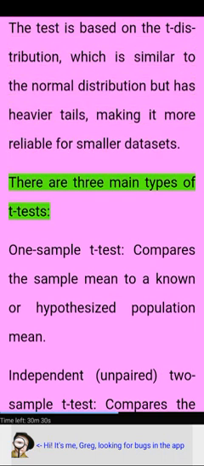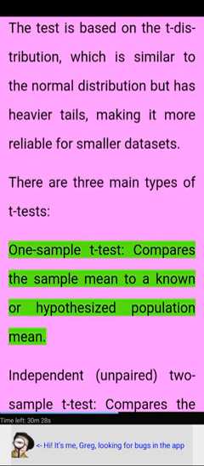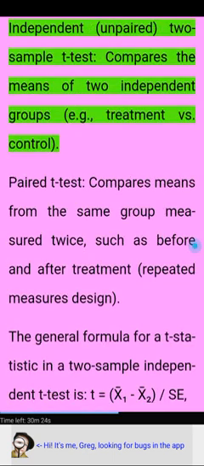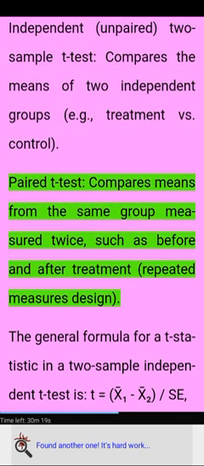There are three main types of t-tests. One sample t-test compares the sample mean to a known or hypothesized population mean. Independent unpaired two-sample t-test compares the means of two independent groups, e.g., treatment versus control. Paired t-test compares means from the same group measured twice, such as before and after treatment, repeated measures design.